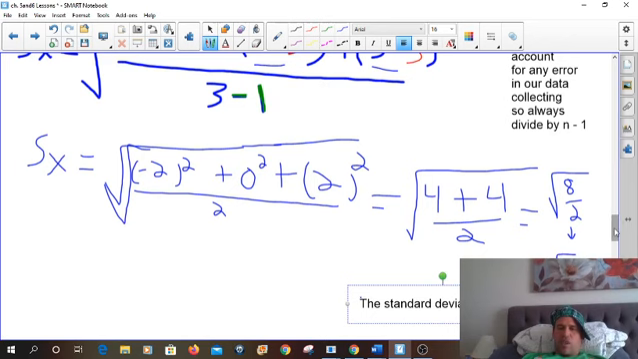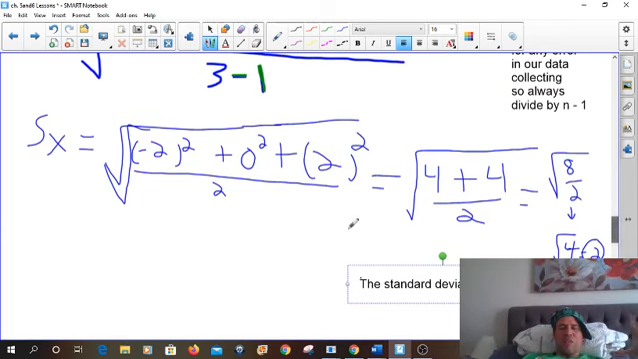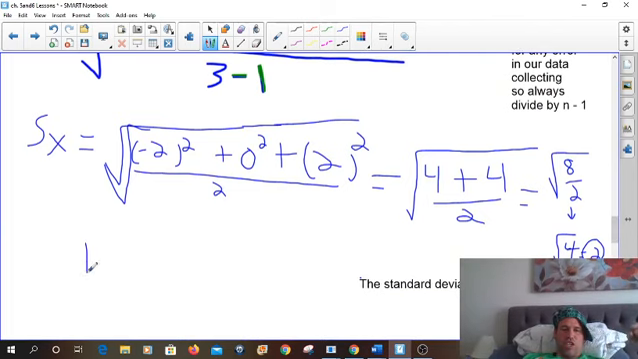Okay, so it's 2. So then let's kind of talk about this. Now this isn't exactly true, but it's to give you an idea of what the standard deviation is, okay?